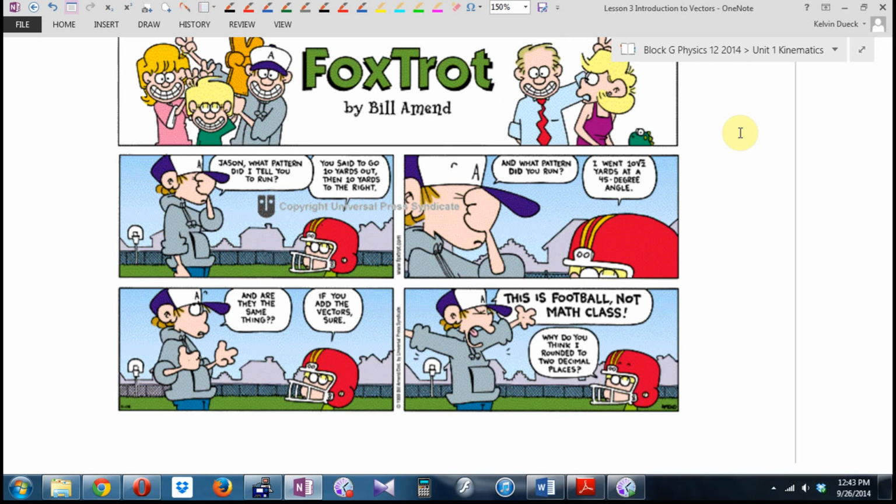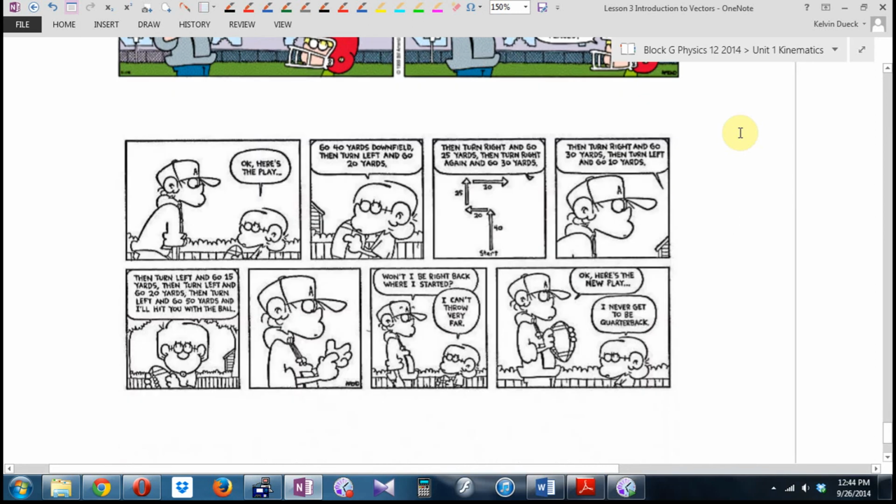So here we go. It says this. His older brother, Peter, said, Jason, what pattern did I tell you to run? And Jason said, you said to go 10 yards out, then 10 yards to the right. And what pattern did you run? I went 10 root 2 yards at a 45-degree angle. And are they the same thing? If you add the vectors, sure. And this is football, not math class. Why do you think I rounded to 2 decimal places? There's the first one. Second one.